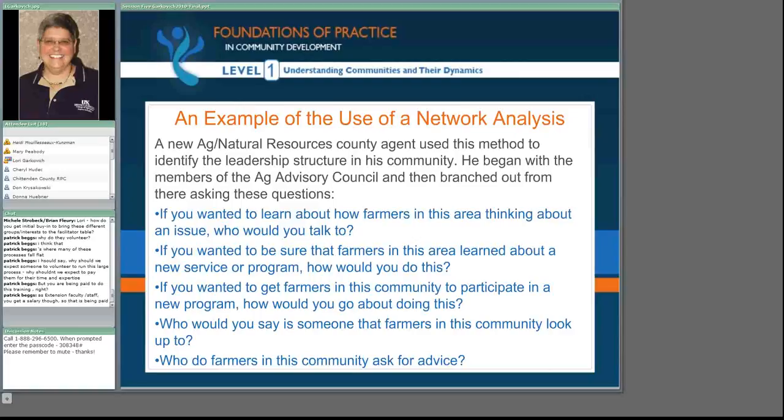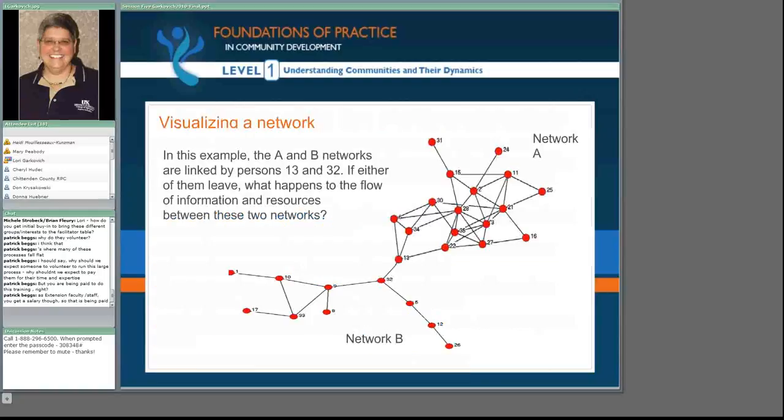But as that agent said in writing up his findings about this, he said, what I discovered is that if I really want something to happen in this community, I have to look outside my organization and find the person who's the pivot point in the community. And let me just say, I'm going to show you how you can chart some of this. Okay? This is how you can visualize a network, right?